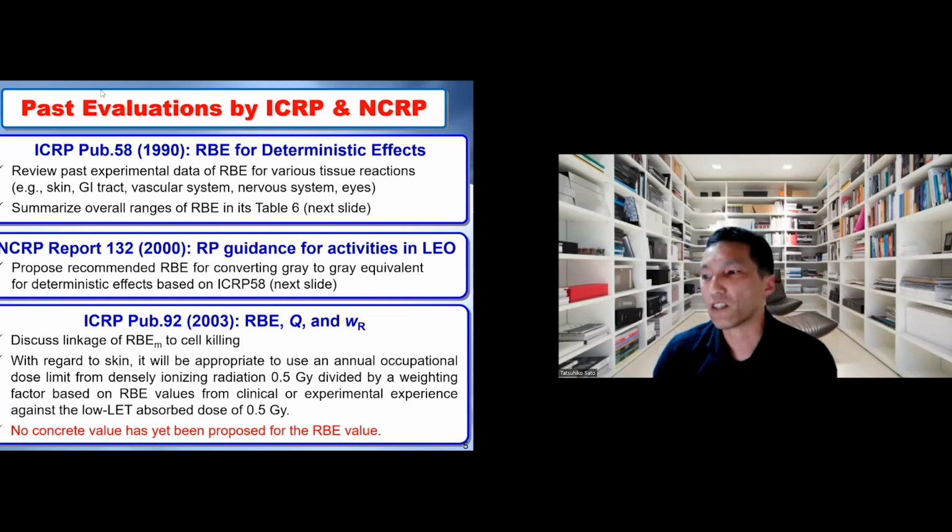And ICRP publication 92, entitled RBE, quality factor and radiation weighting factor, discussed the linkage of RBE maximum to cell killing. It is also written in the publication that with regard to skin, it will be appropriate to use an annual occupational dose limit from the densely ionizing radiation of 0.5 gray divided by a weighting factor based on the RBE value from clinical or experimental experience against a low LET absorbed dose of 0.5 gray. However, no concrete value has yet been provided for the RBE value.